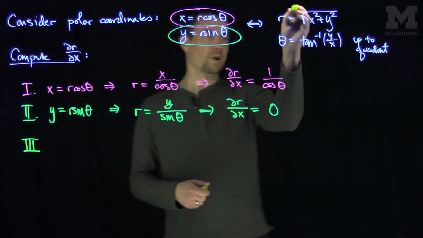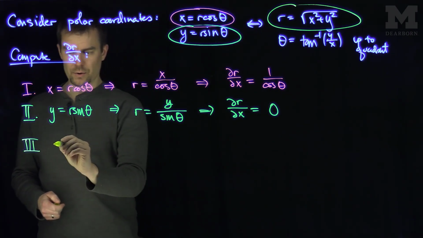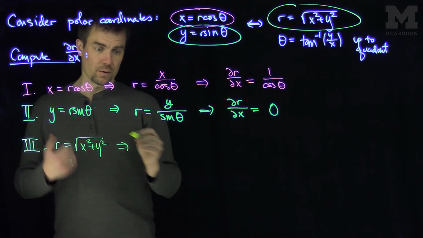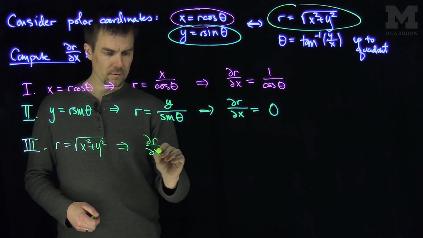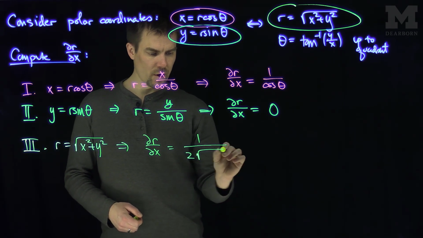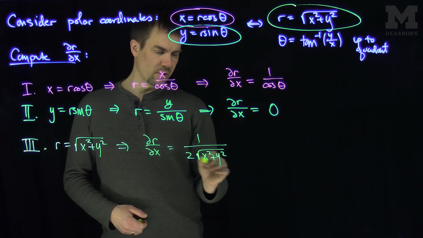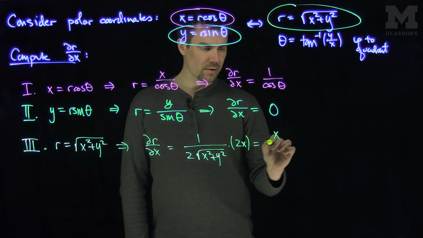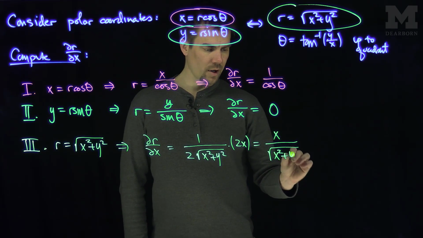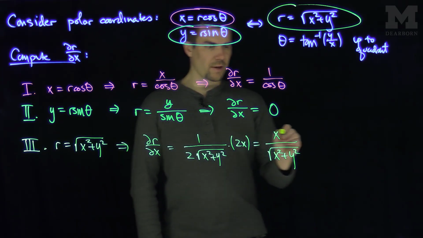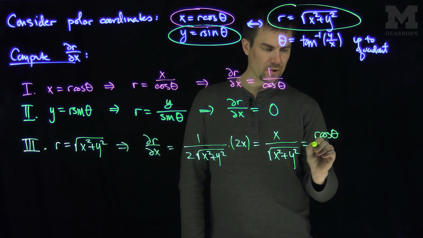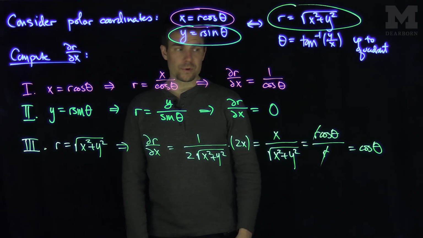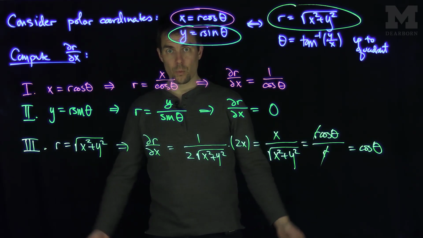I will use this relationship over here, that r is equal to the square root of x squared plus y squared. And the derivative, according to this rule, dr dx, will be 1 over 2 square root x squared plus y squared times the derivative of the inside of the square root with respect to x. And so that's going to be a 2x. So we have x over the square root of x squared plus y squared. Now x is r cosine theta, so this is r cosine theta. The bottom is just going to be r. Those r's cancel. And according to method 3, the derivative of r with respect to x is cosine theta.